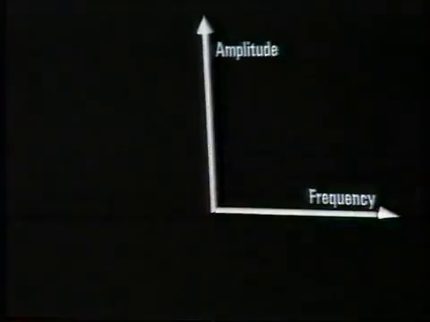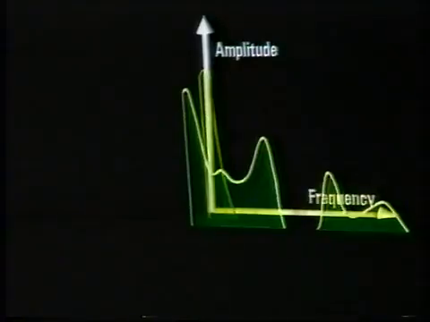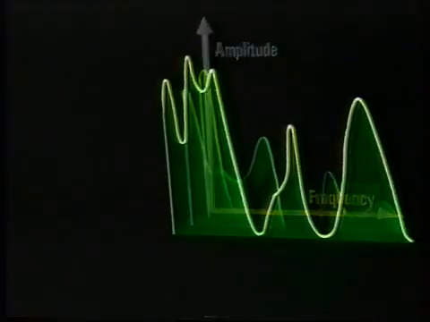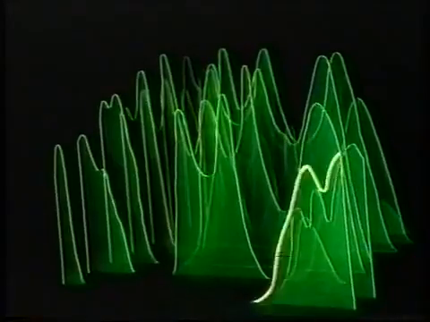How do we analyze this constantly changing pattern to get the information we need to control the synthesizer? Well, we need to store it somehow. At one instant, the spectrum might look like this. 50 milliseconds later, like this. 50 milliseconds later again, like this. And so on.